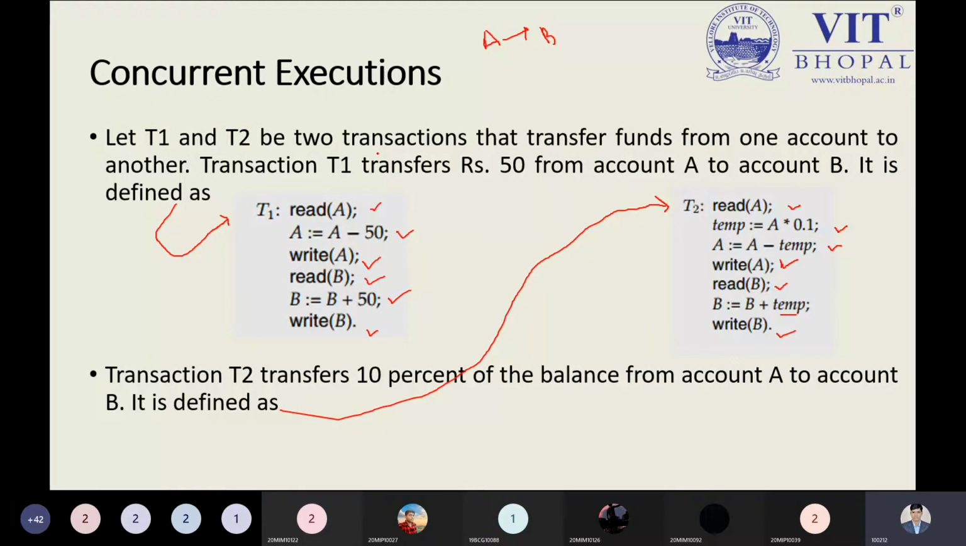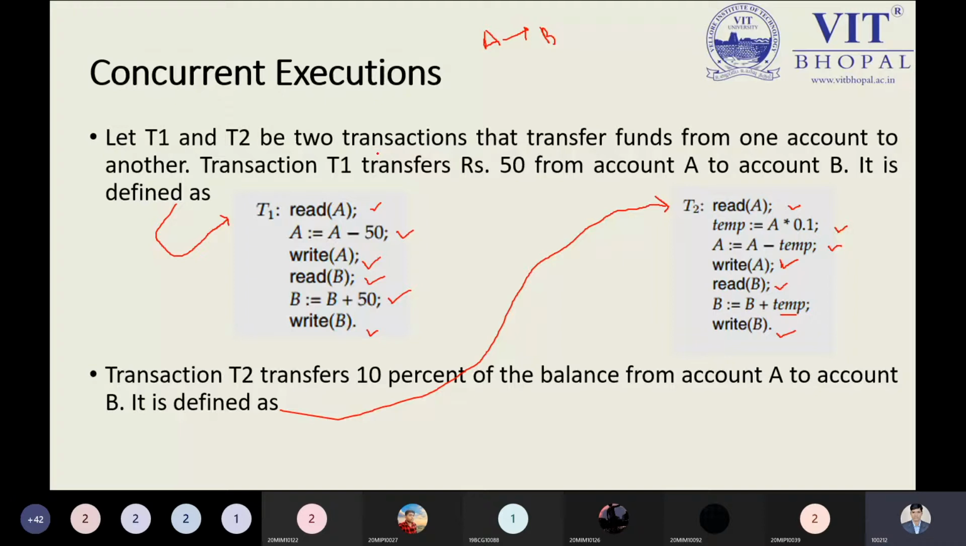Transaction T2 transfers 10% of the balance from account A to account B, and can be defined as follows. Now look at the arrow. Transaction T2 is defined as: read A. I'm taking a temporary variable to get the 10% amount, so temp equal to A into 0.1 and A equal to A minus temp. So I'm deducting the 10% amount of A and transferring it into B.